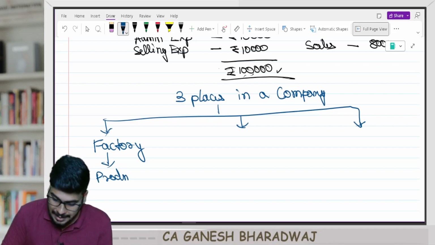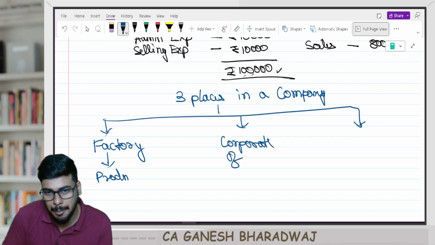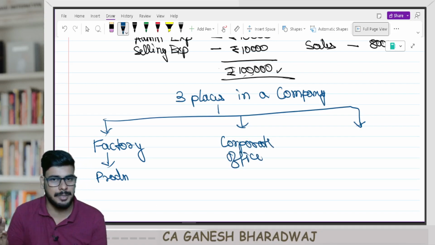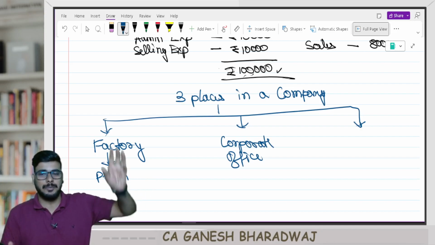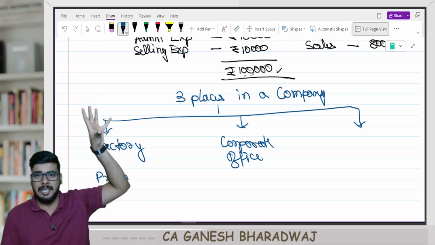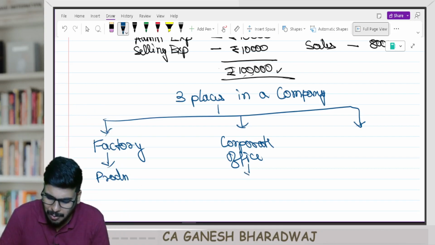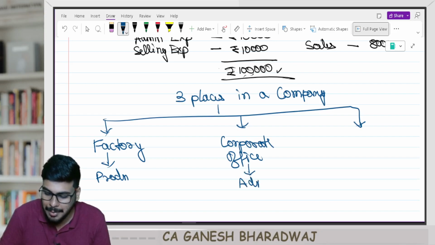Then there is something called a corporate office. Have you heard of corporate office? Corporate office, that is an AC room. It is a team where the board of directors, the managing director and all will be sitting. What work do they do? They do the administrative work.